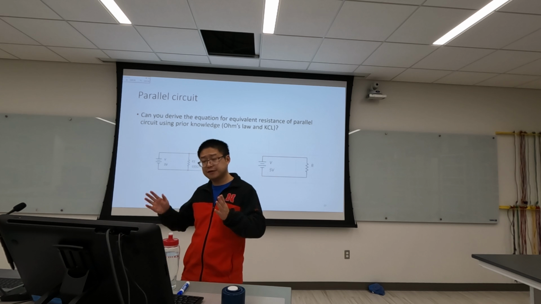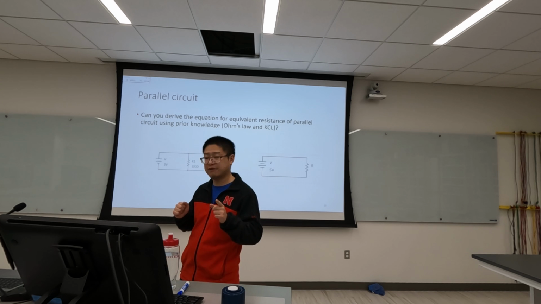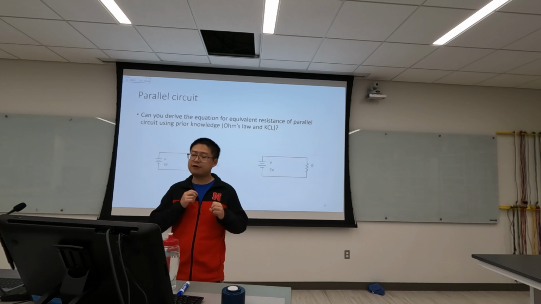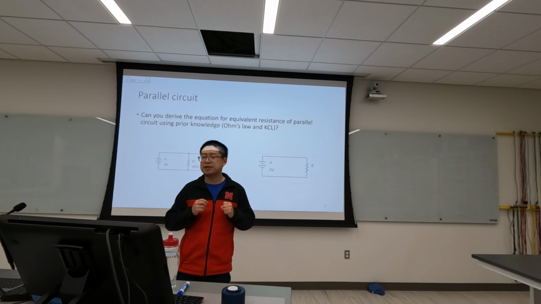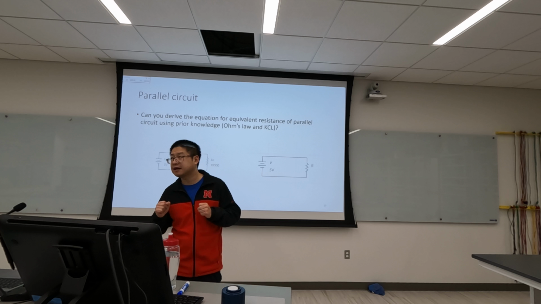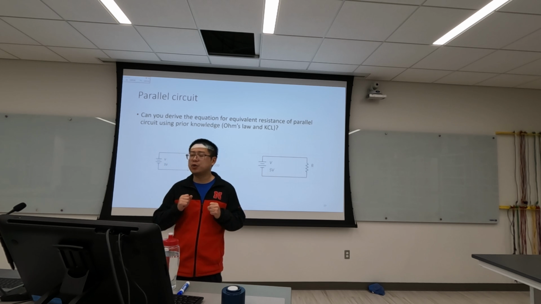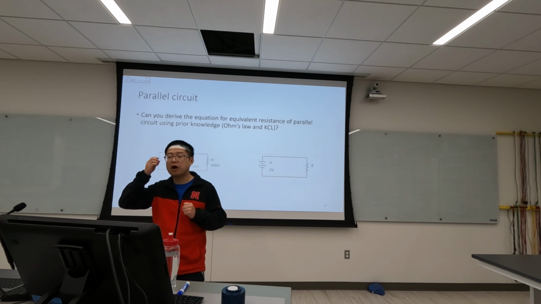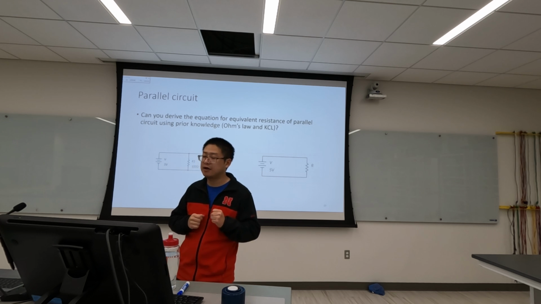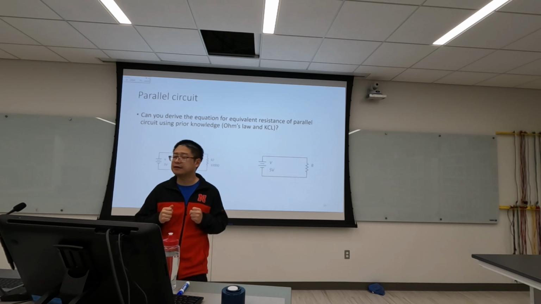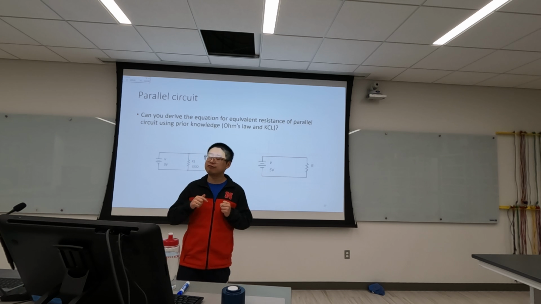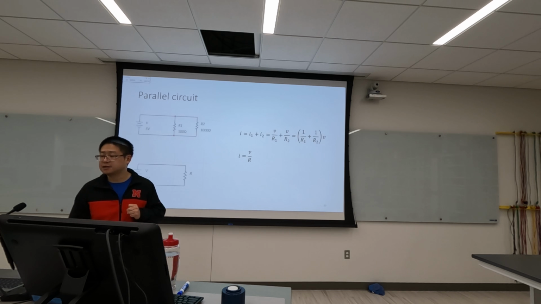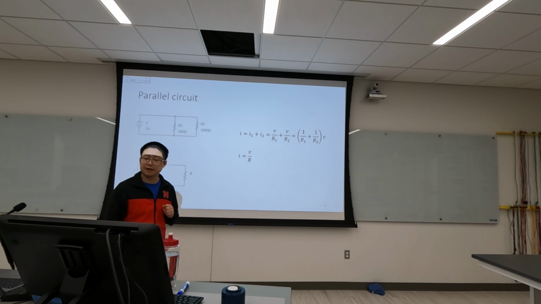Because these two circuits are equivalent, the current from the voltage source is the same. For the first circuit, this current I equals I1 plus I2, right? I1 equals V over R1. I2 equals V over R2. So this is I for the first circuit. How about the I in the second circuit? I equals V over R. So that I is the same, so we can obtain that these two equations are the same.